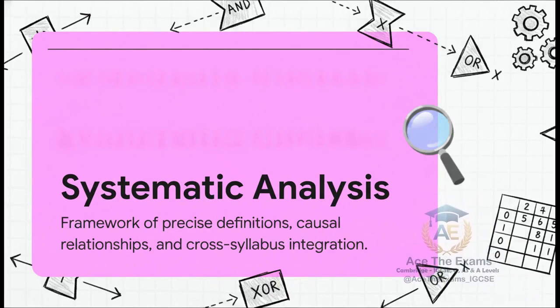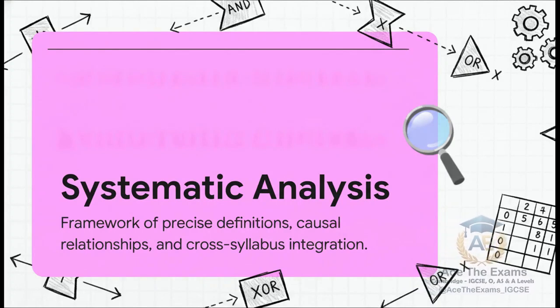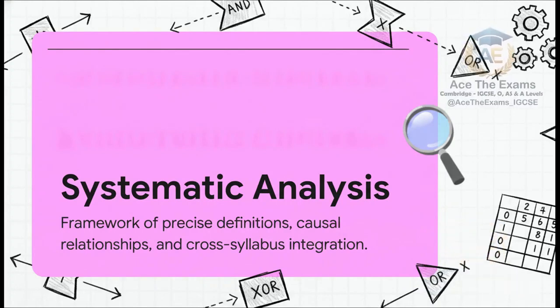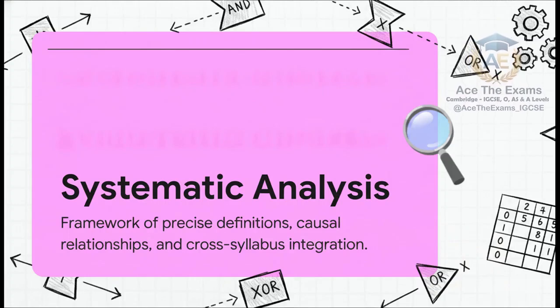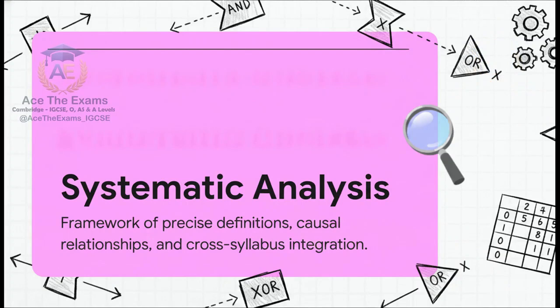This is a framework drawing on precise definitions, causal relationships, and integration with other syllabus areas. And to execute this, top students use the PEEL framework. That stands for point, evidence, explanation, and link. Make your point about the logic gate, provide evidence from the given truth table, give an explanation of the Boolean logic behind it, and finally, link it back to the specific context of the question.